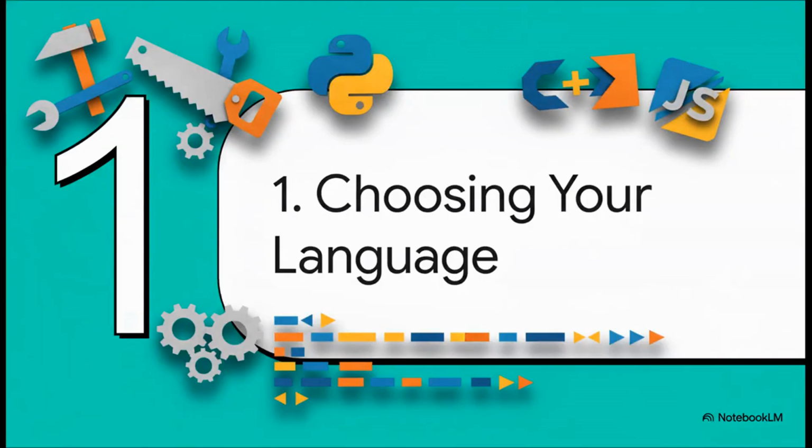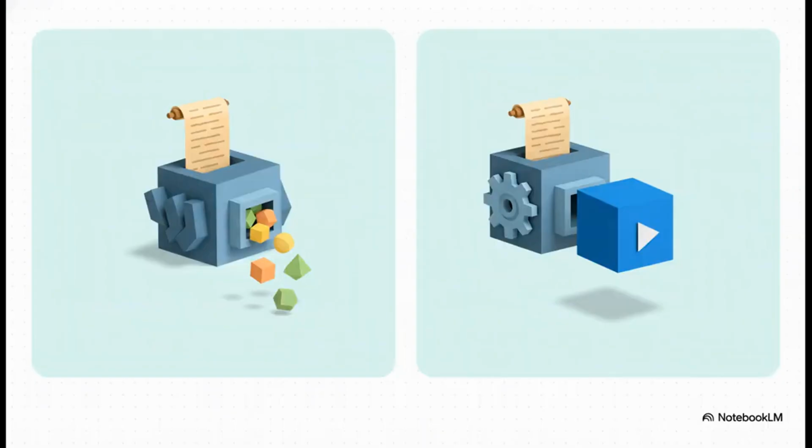Okay, so first things first, every builder needs a tool set. In the world of programming, our main tool is the language we decide to write in. And believe me, not all languages work the same way. The biggest difference really just boils down to this: how does the computer actually understand your instructions?